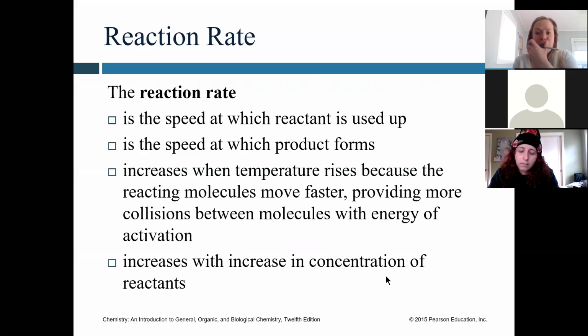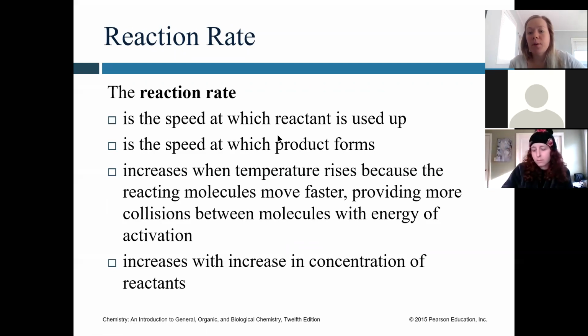So the rate of your reaction, like how quickly these reactants happen, is the speed at which the reactants get used up and the products get produced. There's a couple things that can shift the rate of reaction. One thing, your rate of reaction will increase when the temperature rises.